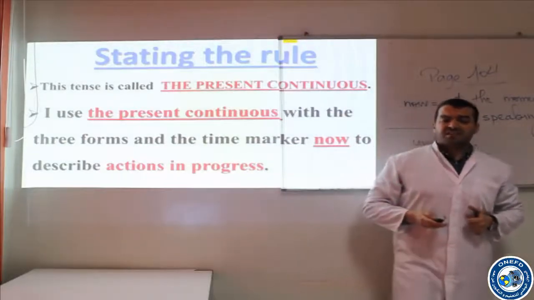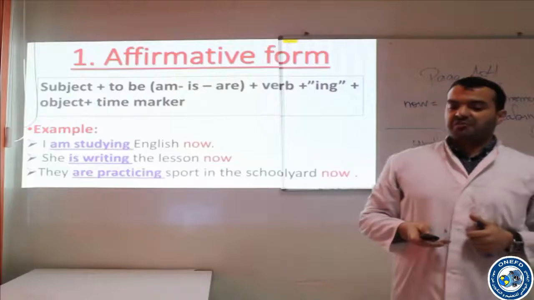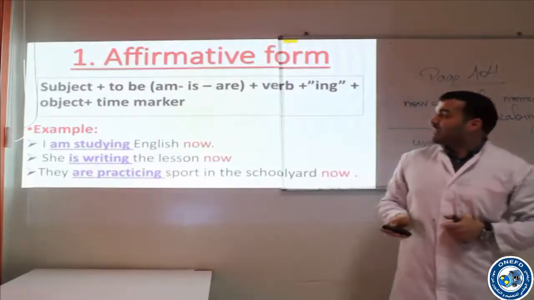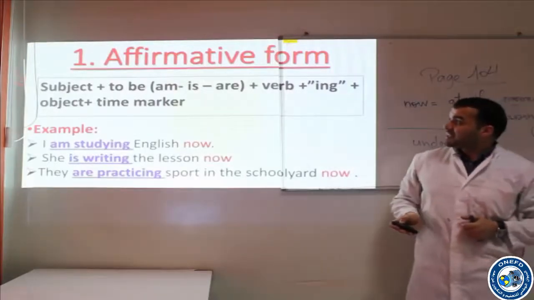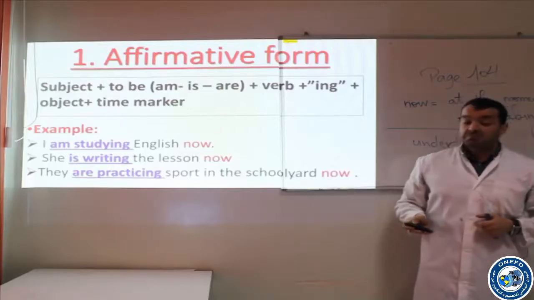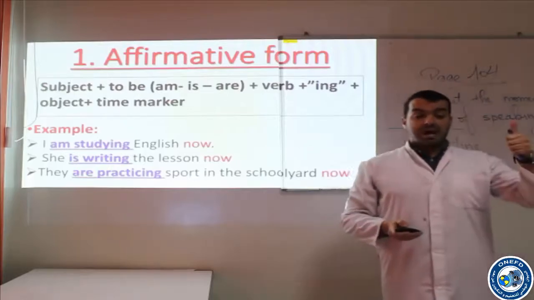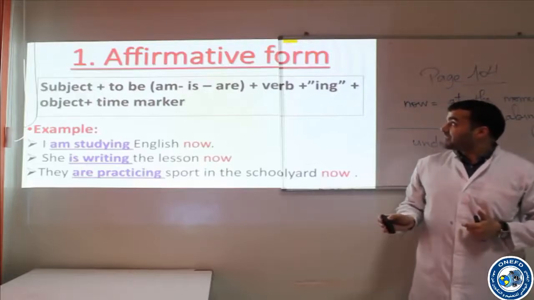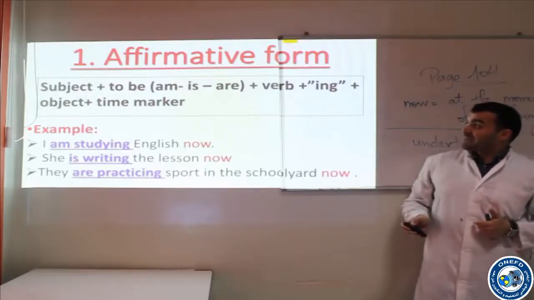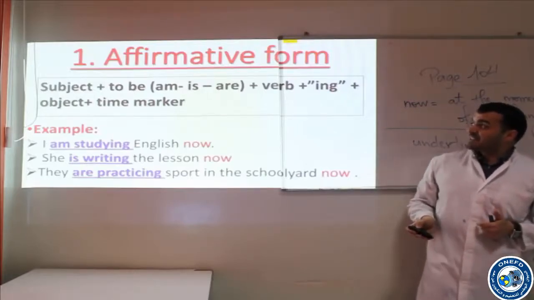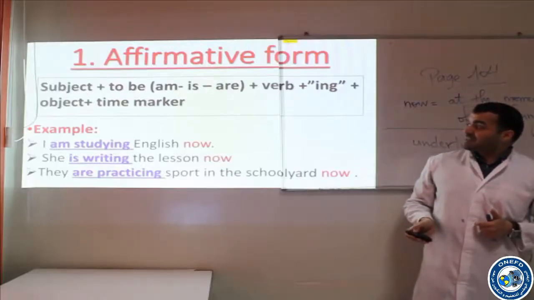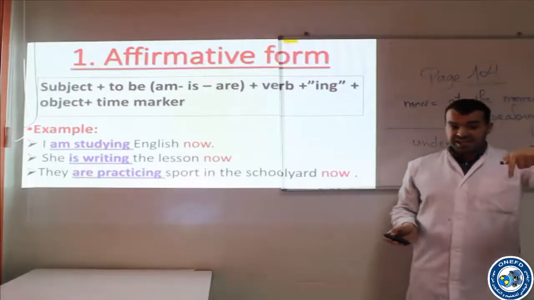Wonderful. Let's start with the first form, affirmative form. I give you the rule here. We have the subject and auxiliary to be in present simple, am, is, or are, plus verb, plus ing, plus object, plus time marker. For example, I am studying English now.